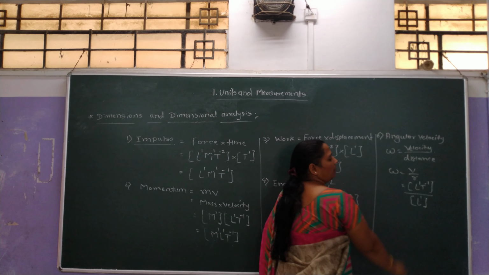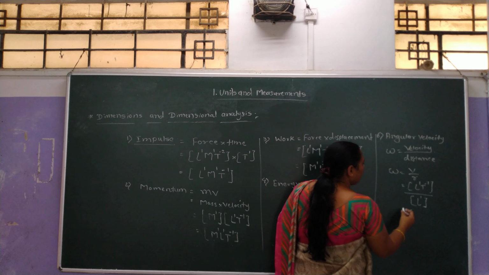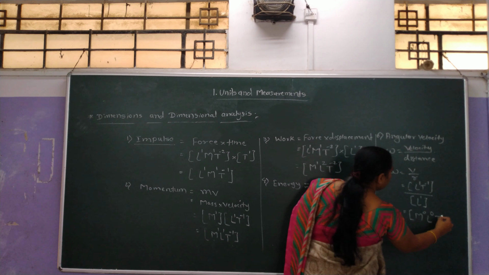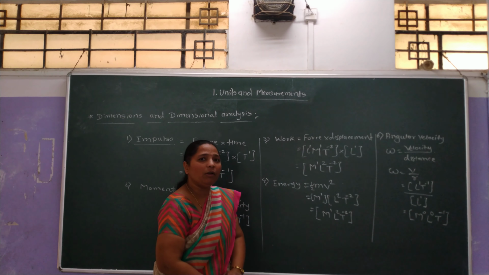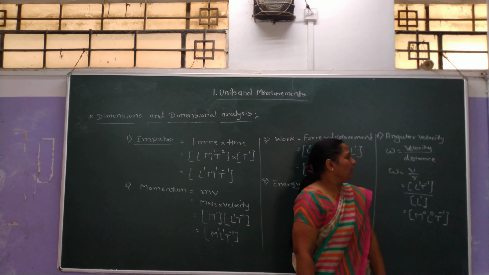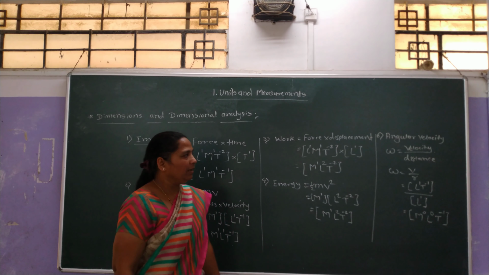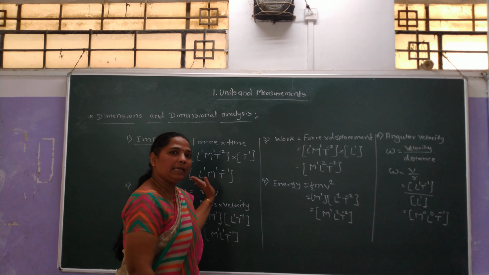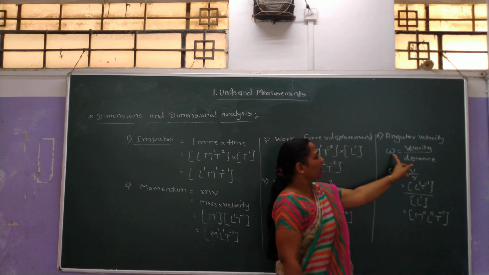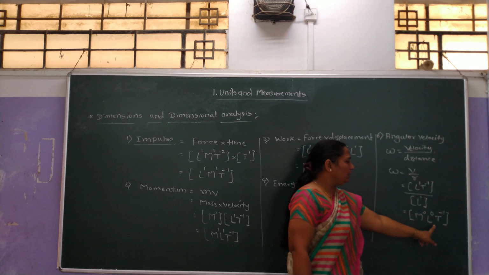Therefore, for length the power is 1 minus 1, which is 0. Omega has dimension, there is no mass, therefore M0, L 1 minus 1 is 0, and T minus 1. Angular velocity has the dimensions M0, L0, T minus 1. These are the dimensions of the given physical quantities. Impulse and momentum have the same dimension, work and energy have the same dimension, and angular velocity is the ratio of velocity upon distance, v upon r. Therefore its dimension is M0 L0 T minus 1.